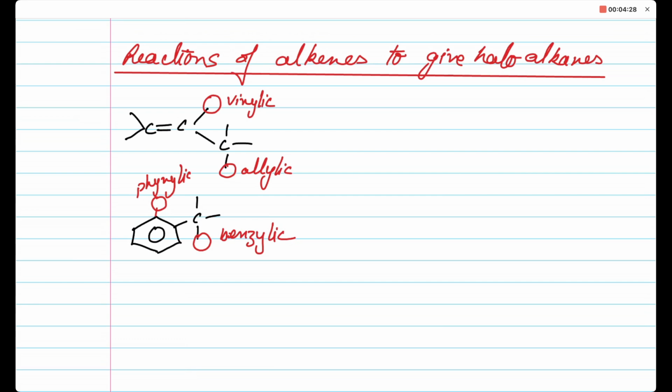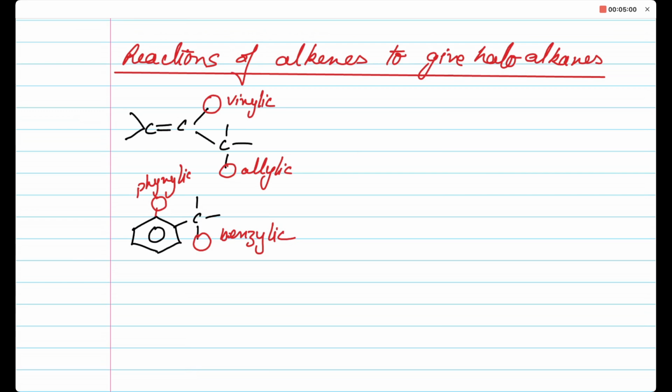Clear? The group attached to the carbon containing the double bond is termed as a vinylic group. On the other hand, the group attached to the carbon attached to the double bonded carbon is termed as the allylic group. A group attached to the benzene ring directly is called the phenylic group, and if it is OH, it's termed as phenol. And the group attached to the carbon attached to the benzene ring is termed as the benzylic group.